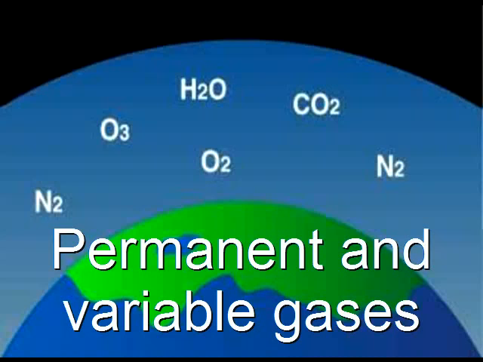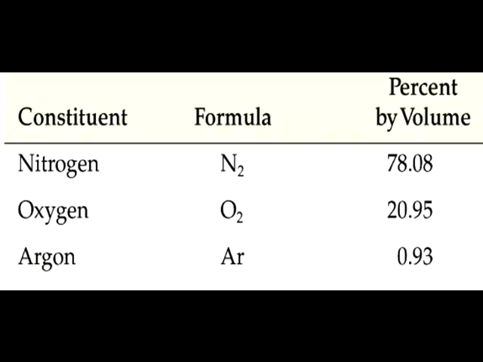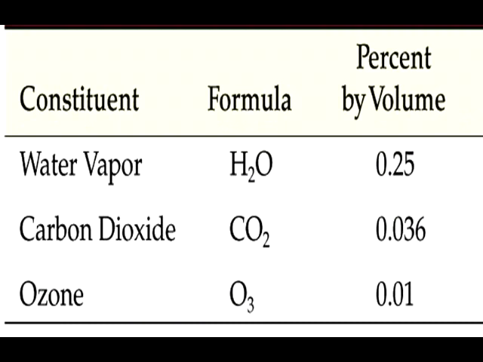The homosphere is composed of permanent and variable gases. Permanent gases occur in a constant proportion throughout the homosphere. The main permanent gases are nitrogen, oxygen, argon, and other noble gases. Variable gases are those gases which vary in concentration with time and space. The main variable gases are water vapor, carbon dioxide, and ozone.